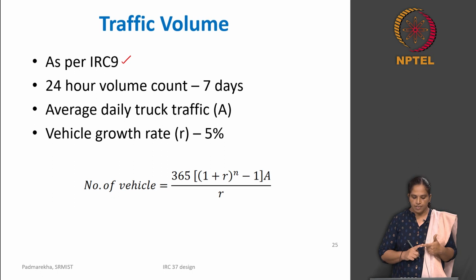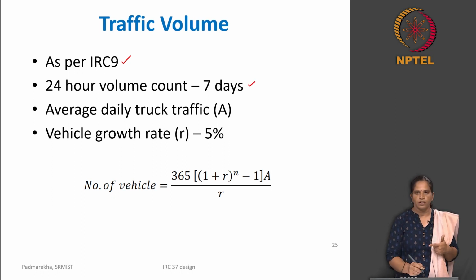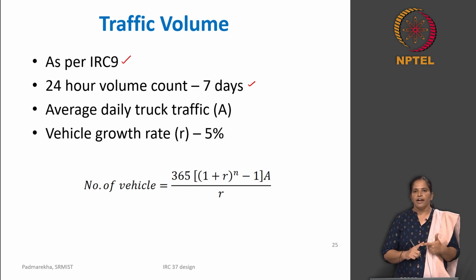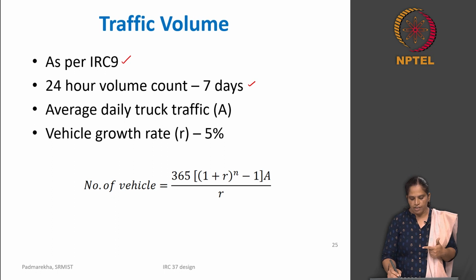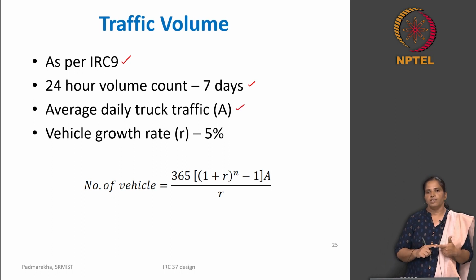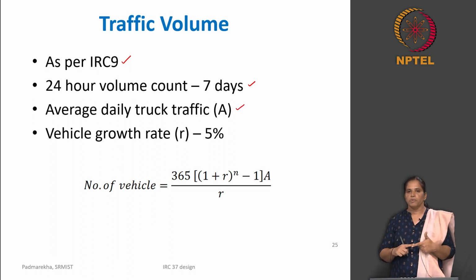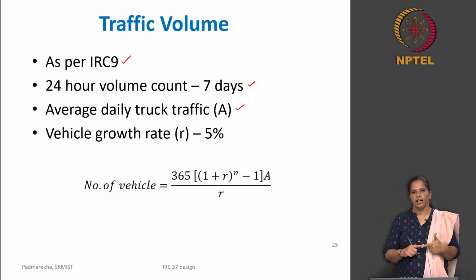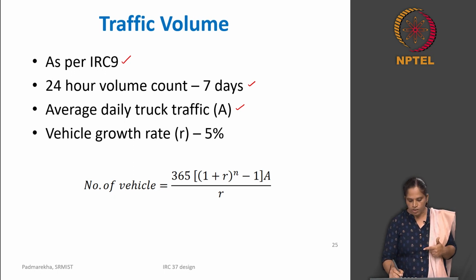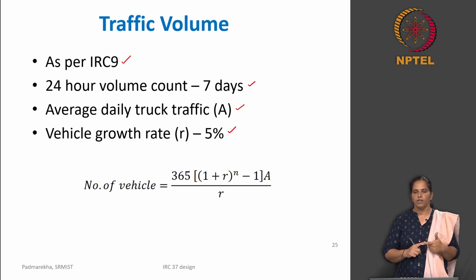We measure traffic volume following IRC 9 guidelines. IRC 9 states that you count the traffic volume continuously for 7 days and for 24 hours and take a daily average, and we get the average daily truck traffic. This average daily truck traffic is used in the computation of the number of repetitions of a standard axle load. We also need a vehicle growth rate. If the number is not available, IRC suggests to use 5% as a vehicle growth rate.